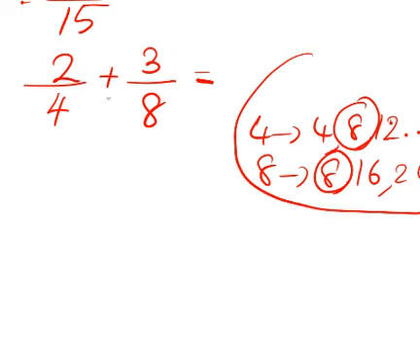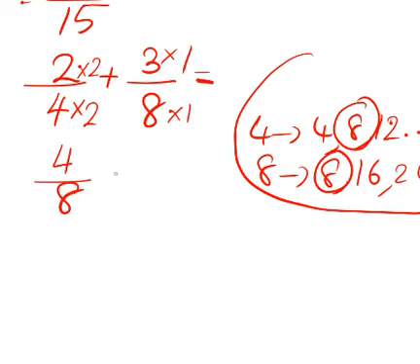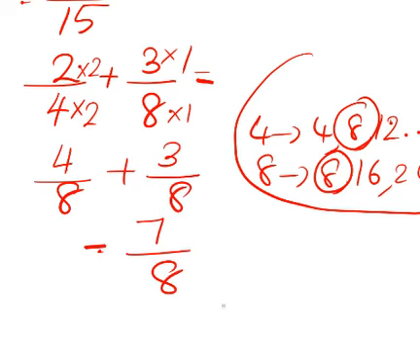So how can we make 4 into 8? 4 times 2 is 8. Then do the same thing with the numerator, times 2. Then the second one's denominator is already 8, so it's just times 1. So the question changes to 4 over 8 plus 3 over 8. That is equal to 7 over 8.